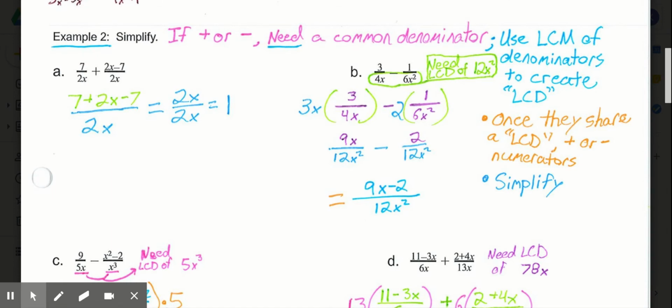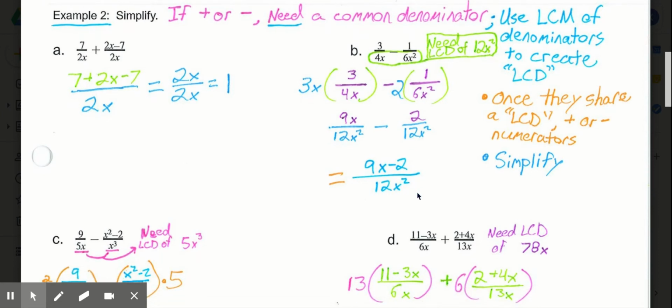Now, 9x minus 2 on top, the 12x squared on bottom. We want to check, can we simplify anything there? No, we cannot. So our final answer is 9x minus 2 over 12x squared.